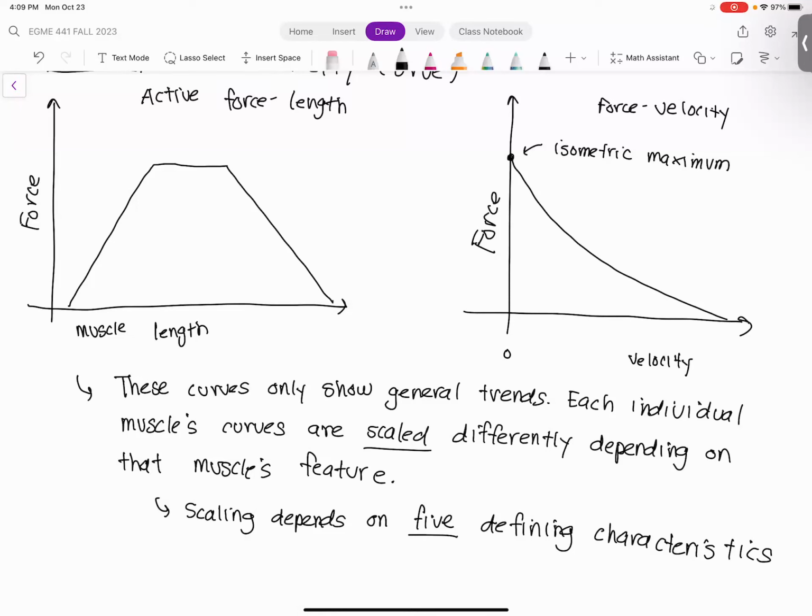Okay. If you've ever experienced non-dimensional, scaled, or normalized curves in your other courses, the idea behind a normalized curve is to show you the general trends applicable to every single instance. But when you want to apply the curve to a specific application, you have to scale it appropriately. Those 5 characteristics are what we're going to use to scale these curves. I think we went over one of them last time, so we'll review that today, and then we'll talk about the other 4 characteristics as well.